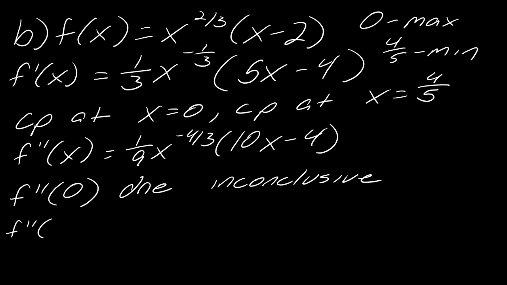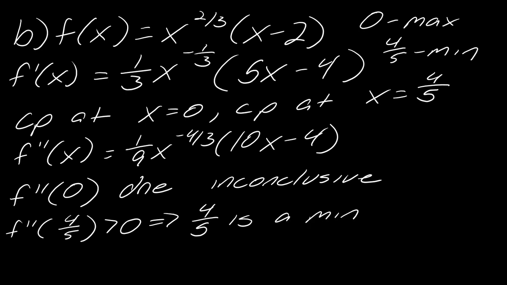And then if I plug in f double prime of 4/5, what do I get in that case? If I plug in 4/5, this will be positive, and this will be positive, so this ends up being greater than 0. That implies that 4/5, since it's greater than 0, is a minimum. So this is an example where it was faster to find that this was a minimum, but unfortunately the test was inconclusive this time.